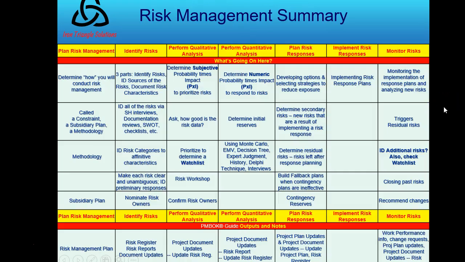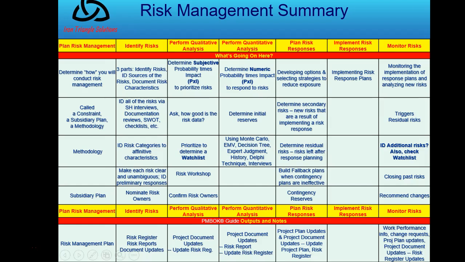Okay, now here is a one-slide summary of all things in the project management knowledge area. Across the top, you see the 7 processes, and you'll see that repeated in yellow towards the bottom. Then you'll have what you're really doing within each of those. So in plan risk management, you're going to determine how you conduct risk management. I remind you that the risk management plan is called a constraint or a subsidiary plan, and it becomes our methodology. And the output then is the risk management plan.